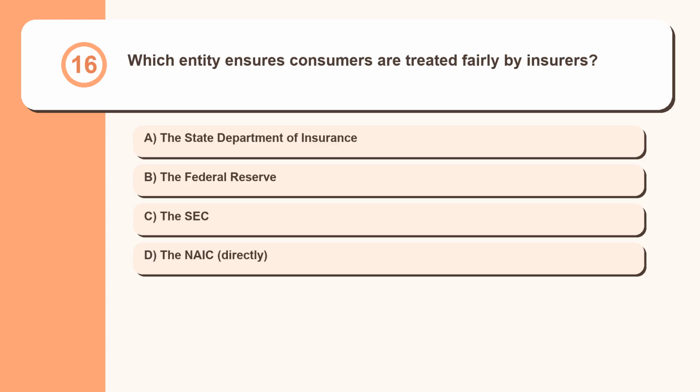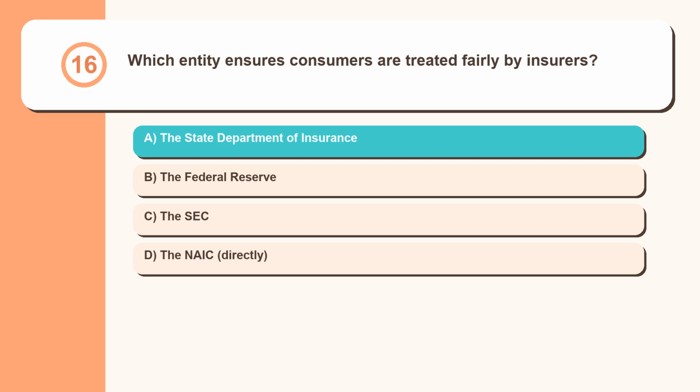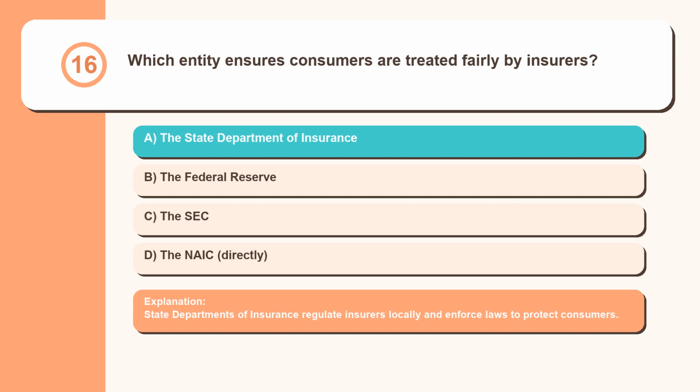Question 16. Which entity ensures consumers are treated fairly by insurers? The State Department of Insurance, the Federal Reserve, the SEC, the NAIC. State departments of insurance regulate insurers locally and enforce laws to protect consumers.